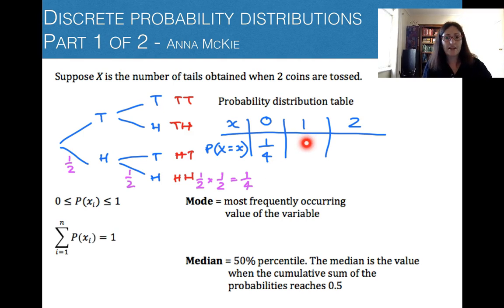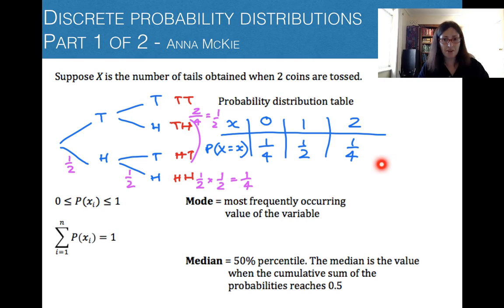What about 1 tail? How many ways could we get that? Well, this option or this option. So that is, if you like, 2 out of the 4 options, which will simplify down to a half. So we'll put a half there as our probability, and getting 2 tails, again, 1 chance out of 4. So 1 over 4 goes here. So whenever you get asked to draw a probability distribution table, that's what you need to do.